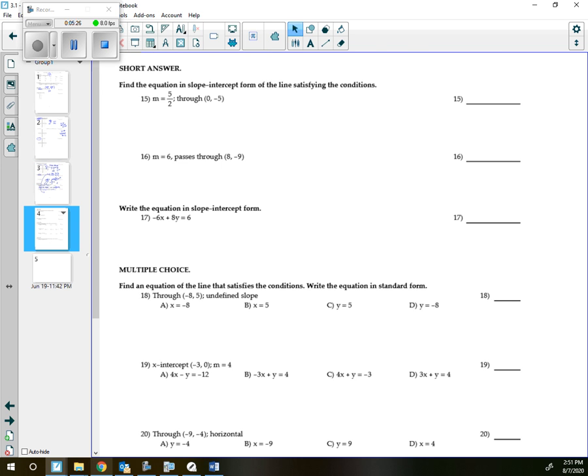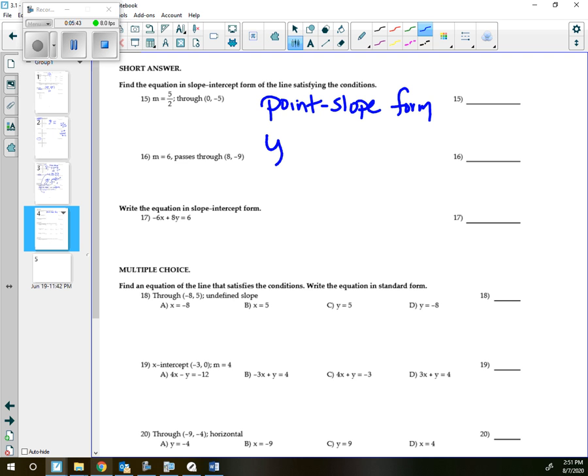Being able to write equations often just depends on what you're given, but most of the time you have a point and a slope. So we use what we call point-slope form to be able to solve. Point-slope form is a really nice one for writing equations. Where often we like slope-intercept for graphing, point-slope form is great for writing equations.